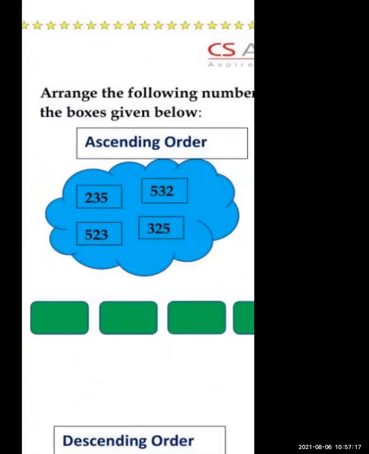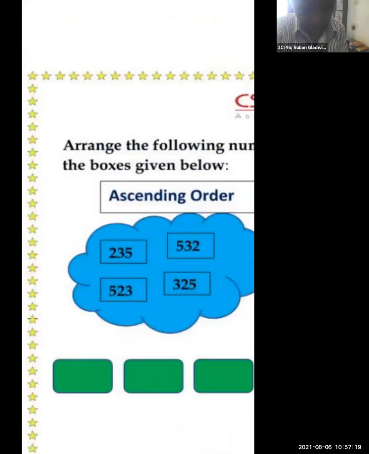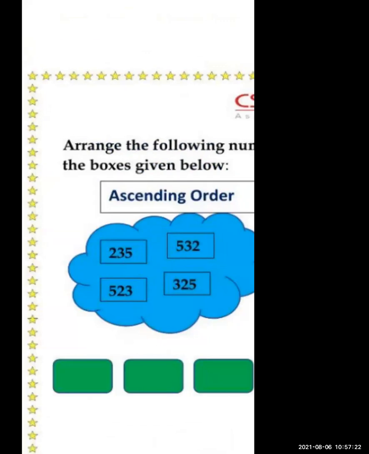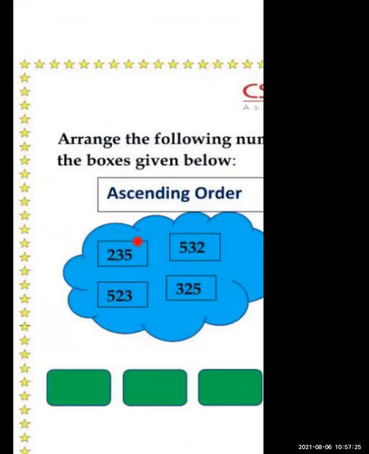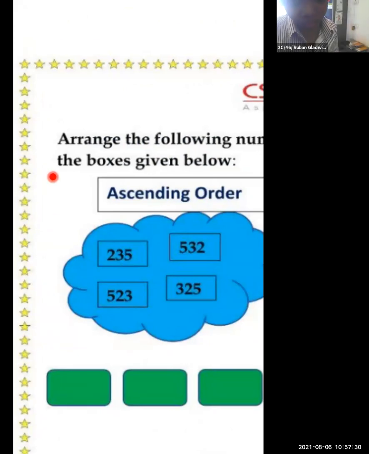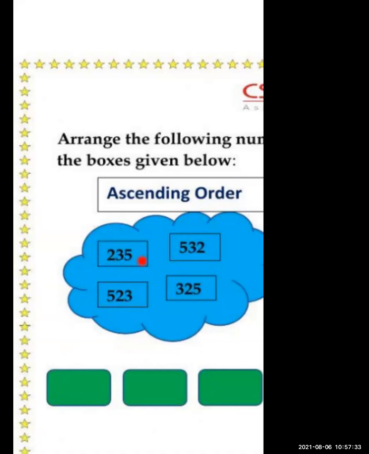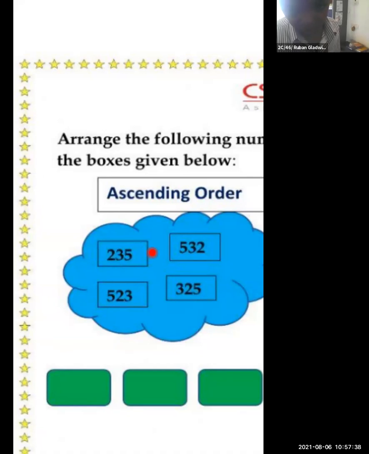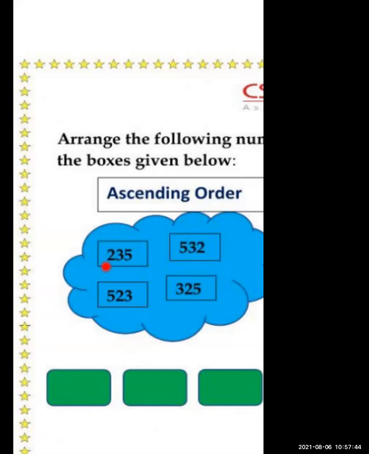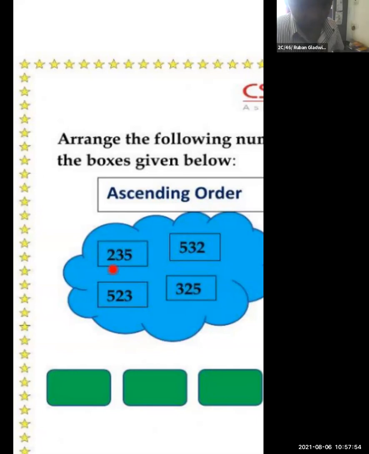Read these numbers, beta. I point out which number you have to read. Read this number. Which is this number? Read it fast. 2, 3, 5. So how can we read it in hundreds, tens and ones? How can we read 2, 3, 5? We have to read 235.